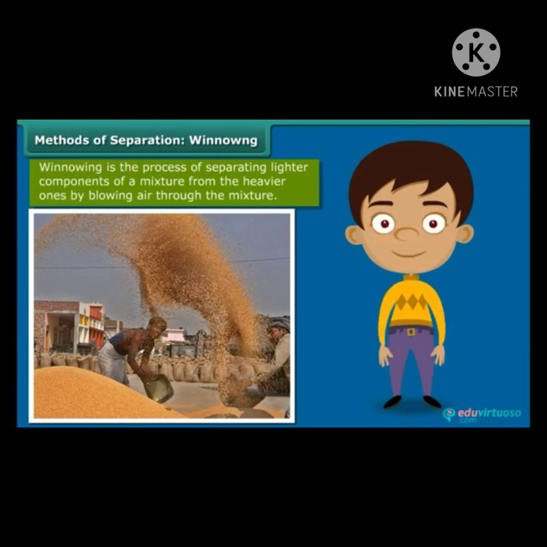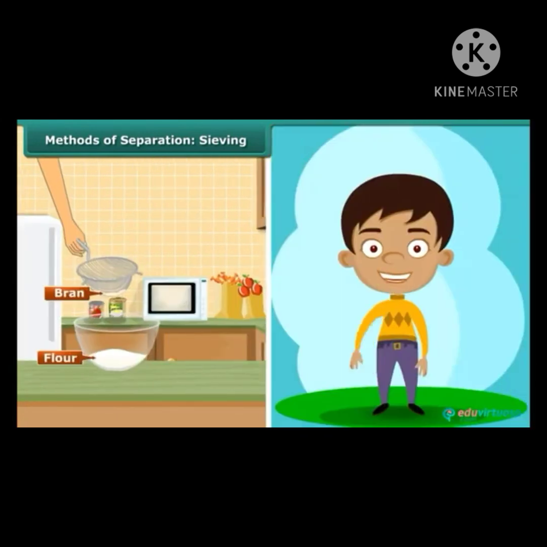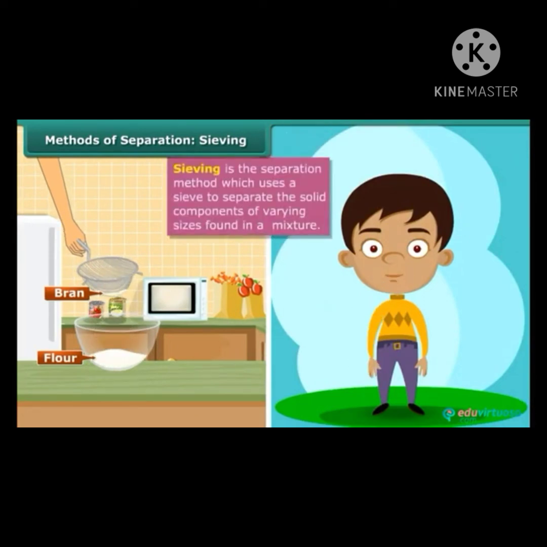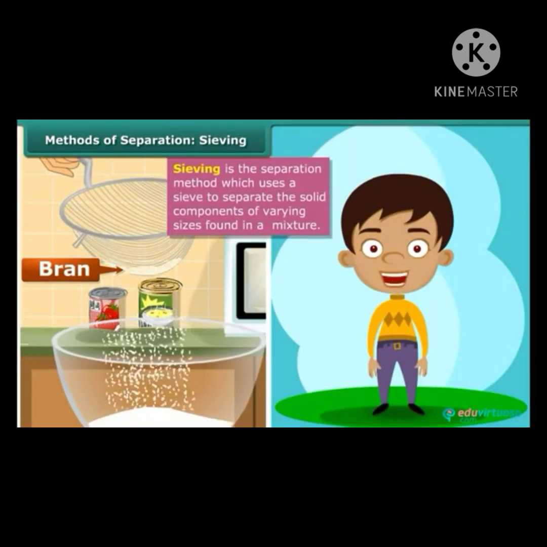Next process, sieving. Children, have you seen how your mother removes bran and other impurities from flour? They separate the coarse bran from the fine flour with the help of a sieve. This technique of using a sieve to separate solid components of different sizes in a mixture is known as sieving. In this method, the mixture is placed on a sieve and shaken. The smaller particles pass through the holes of the sieve to the container placed below and are thus separated from bigger particles that are retained in the sieve. So this is the method of sieving.